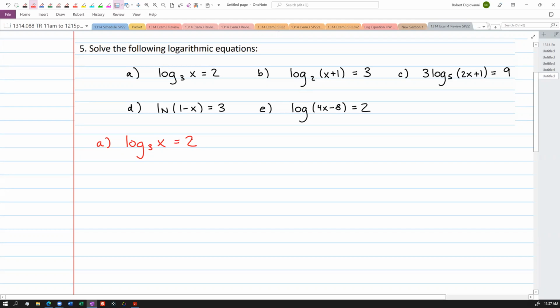We use the loop, okay? So I showed y'all about this thing called the loop, right? We're going to just rewrite this log in what we call its exponential form by taking whatever the base is here, 3, raising it to this power, and setting it equal to this. All right, so I'm just going to write that down. If I take 3 and I raise it to the second power, that should equal what's in the log, x. And hey, what do you know? 3 squared is 9. So your answer is 9.